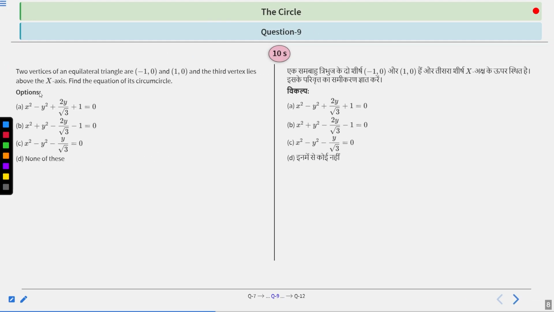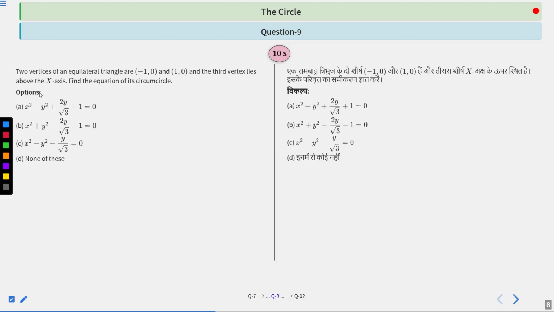Question number 9 says, two vertices of an equilateral triangle are (-1, 0) and (1, 0), and the third vertex lies above the x-axis. Find the equation of its circumcircle. We are given two vertices of a triangle, and the third vertex is unknown, so we can take it as (0, a), clear?